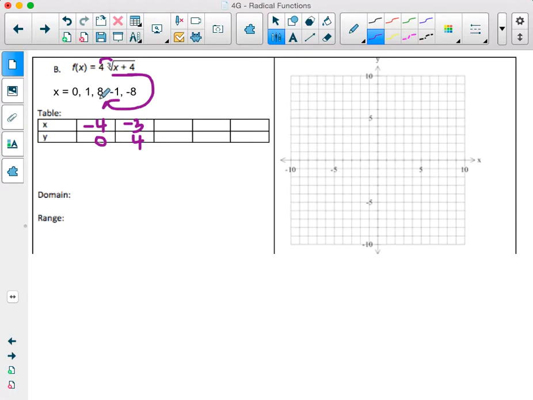All right, what could I plug in to make it 8? I believe that is just 4. If I plug in 4, 4 plus 4 is 8. The cube root of 8 is 2, and 2 times 4 is also 8.